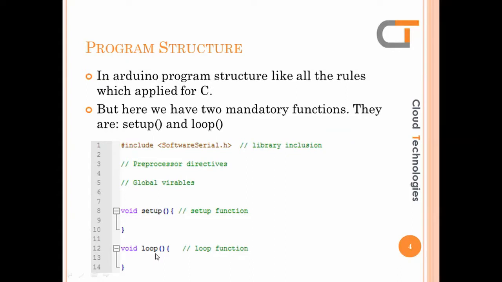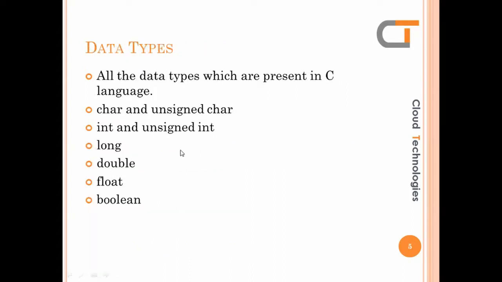Okay, next we have the data types. Whatever the data types present in C, those will be there. I have written some of them: char, unsigned char, int, unsigned int, long, double, float, boolean.